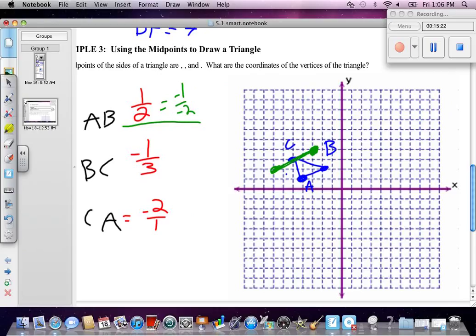All right. So BC has a slope of -1/3. So I have to go to A. Why? Because it's across from BC. So I'm going to go down 1 over 3. And what's the opposite? 1 over -3? Yeah. So I go up 1 over -3.